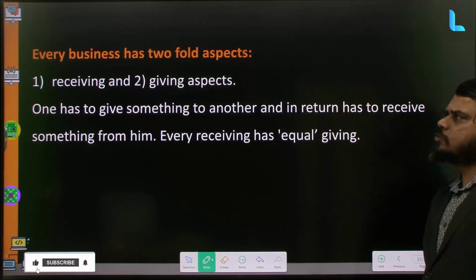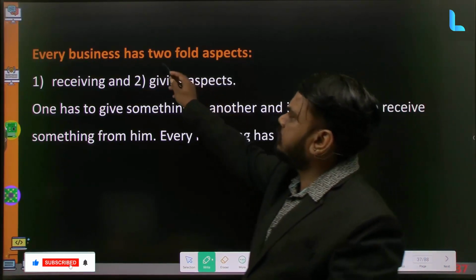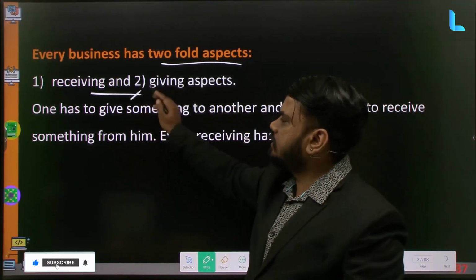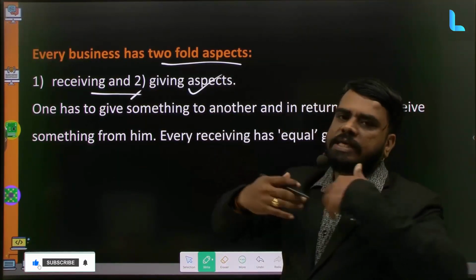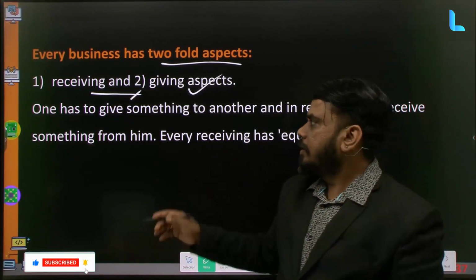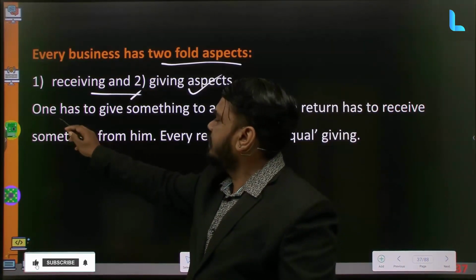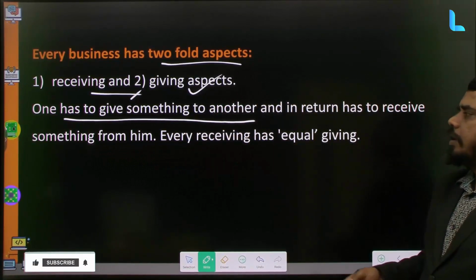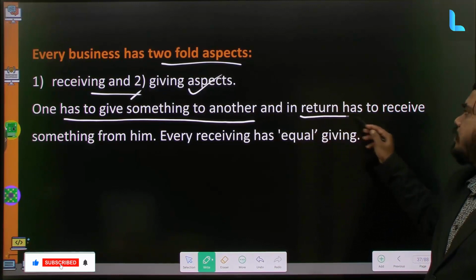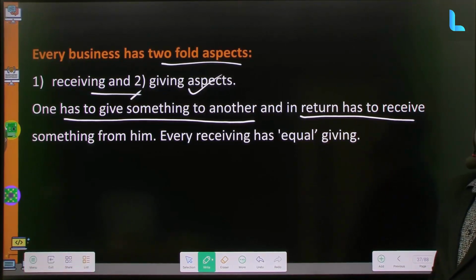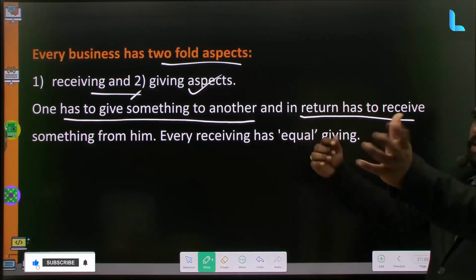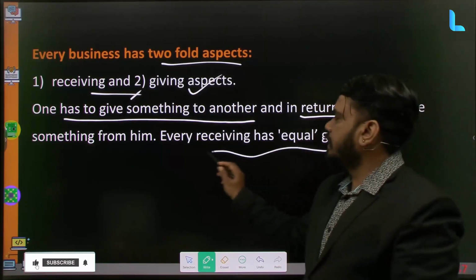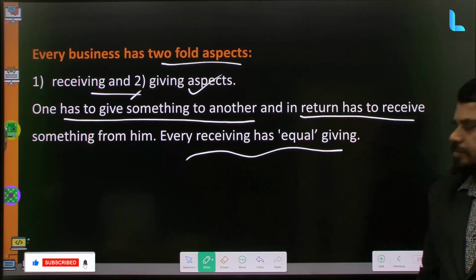So every business has what? It has two-fold aspects. One is the receiving, the company is receiving. So the receiving aspect, and the second one is giving. The company is giving. So these are the two aspects involved in every business. One has to give something to another person in order to receive something from him. So this is giving and receiving, and both have to be equal. That is, receiving has to be equal to giving.